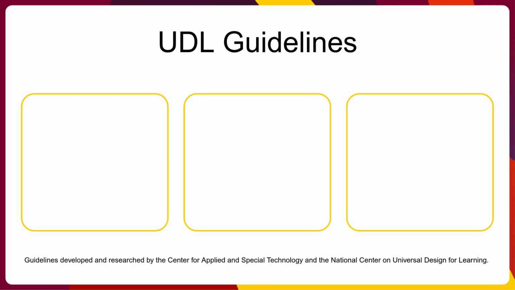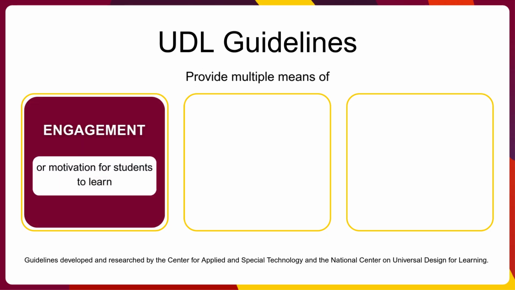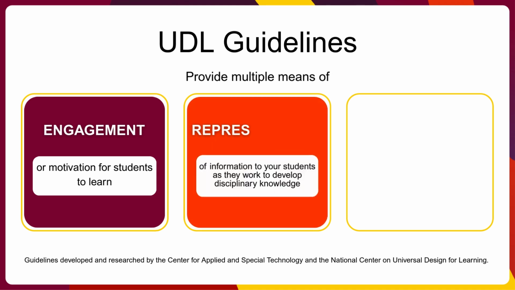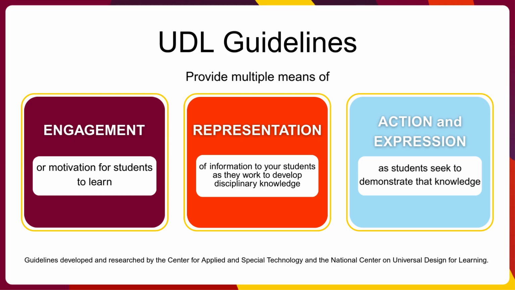Those three guidelines or principles are: instructors can provide multiple means of engagement, or ways in which instructors can make content interesting, relevant, and motivating for students to learn. They can provide multiple means of representation of information to your students as they work to develop disciplinary knowledge, or ways to provide materials and resources using a range of presentation formats and techniques. And provide multiple means of action and expression as students seek to demonstrate that knowledge, or a variety of ways in which we assess how students demonstrate their skills and knowledge.